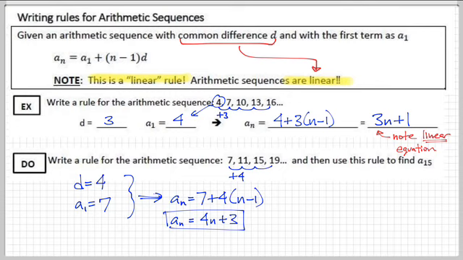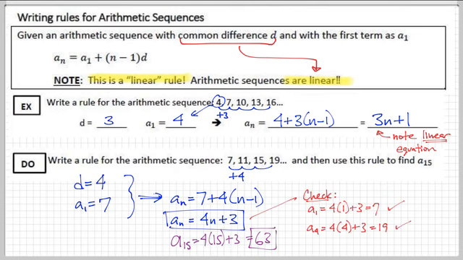Now we need to find the 15th term. We say a15 is equal to 4 times 15 plus 3. That is equal to 63. I always like to check this rule, especially if I do some simplification. I'm going to start with the first term. Is a1 equal to the first term, 7? Yes, it is. Is my last term here, this is my fourth term, 1, 2, 3, 4, is my fourth term equal to 19? Yes, it is. So that makes me feel good about this rule. I didn't mess up when I was plugging things in, and I didn't mess up when I was simplifying things.